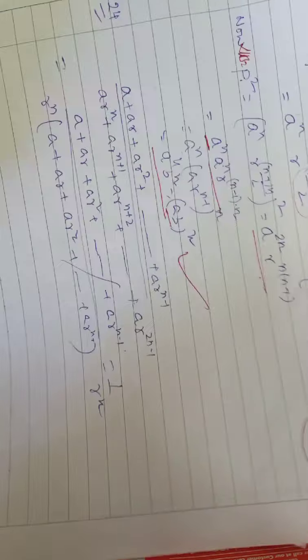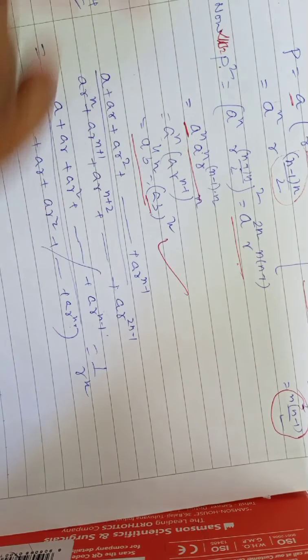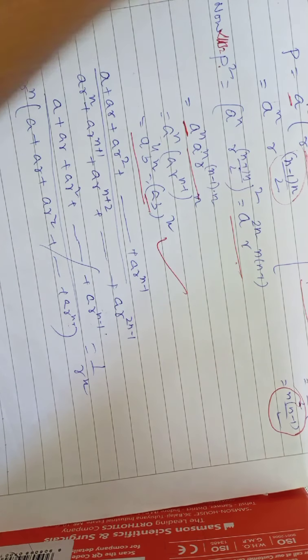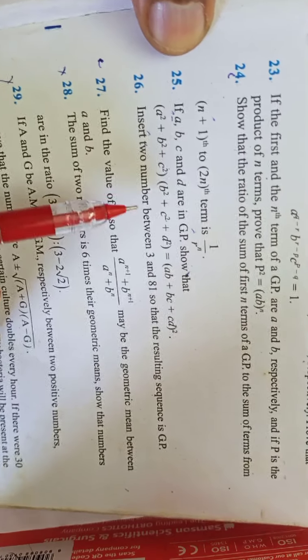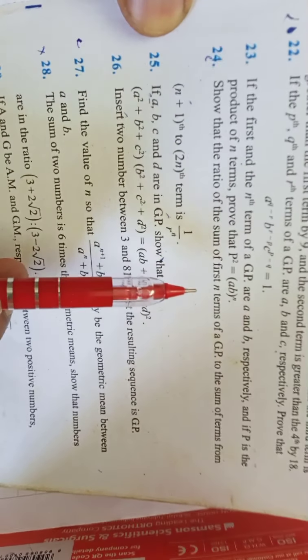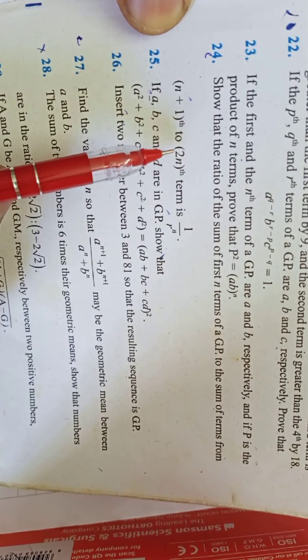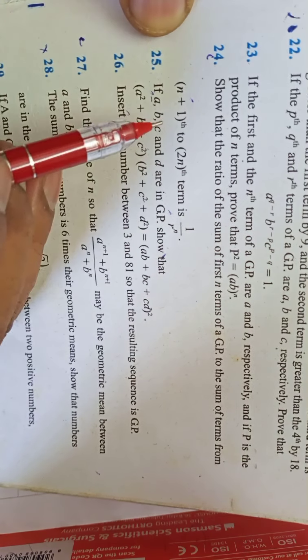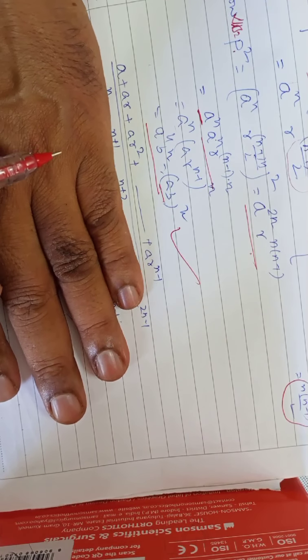One more question, number 24. Prove that the ratio of the sum of the first n terms of a GP to the sum of the terms from n plus 1 to 2n is 1 by R to the power n. So if we take first term A and common ratio R, then the sum of the first n terms will be this.